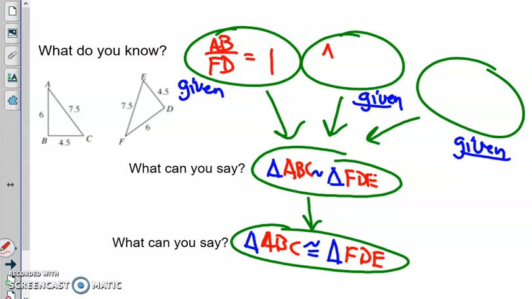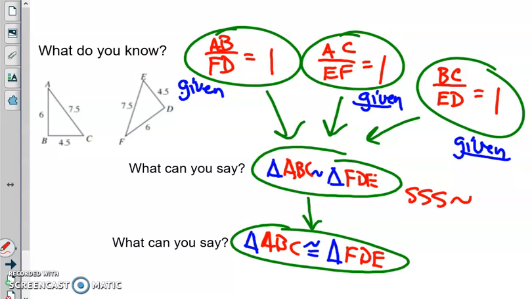If I take AC, and I divide that by EF, that scale factor is also 1. And if I take BC, and I divide it by ED, that scale factor is 1. So I have three pairs of sides that have the same scale factor. Therefore, the triangles are similar by side, side, side. So that's the first part of 6.1.